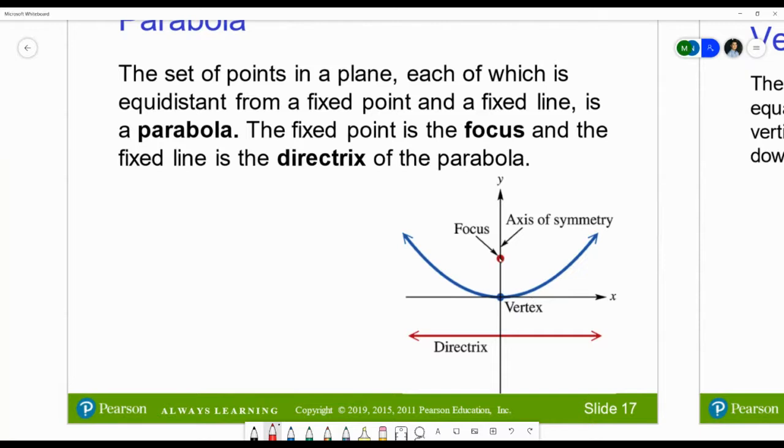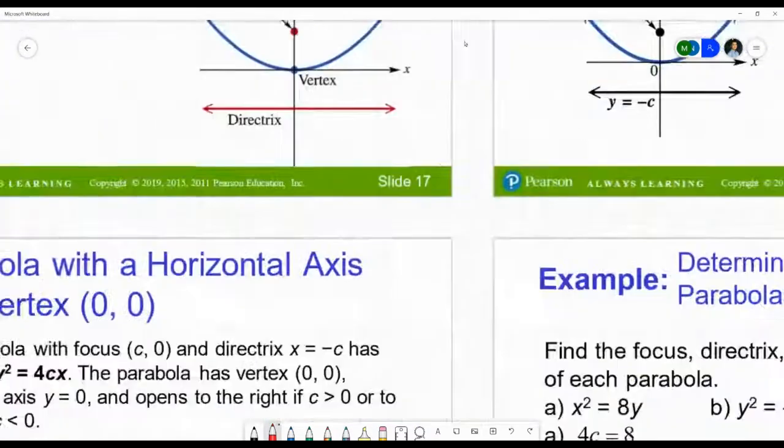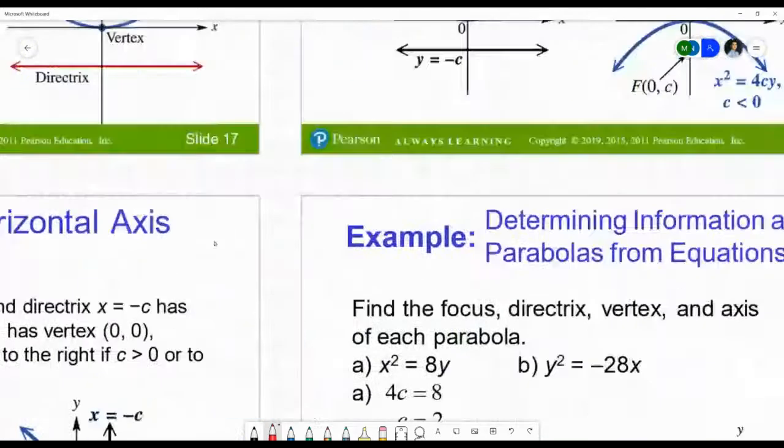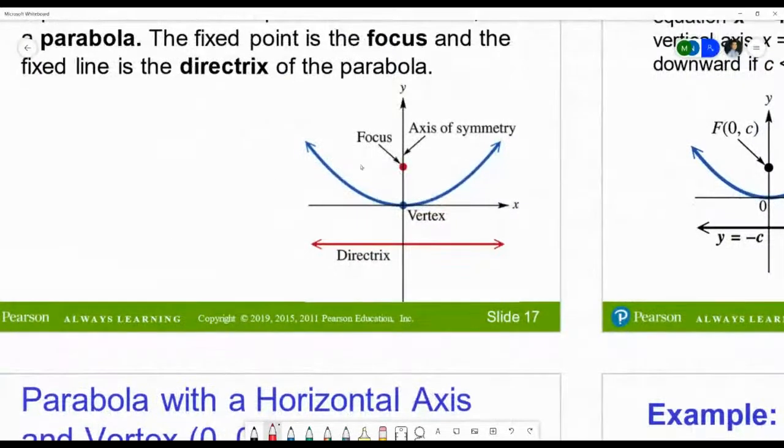Now we have a focus here, and that focus is the same distance to all of these points on this parabola as it is to the directrix. So what do I mean by that? Let's look at a picture. Where is that picture? Okay, I guess we can just use this picture.